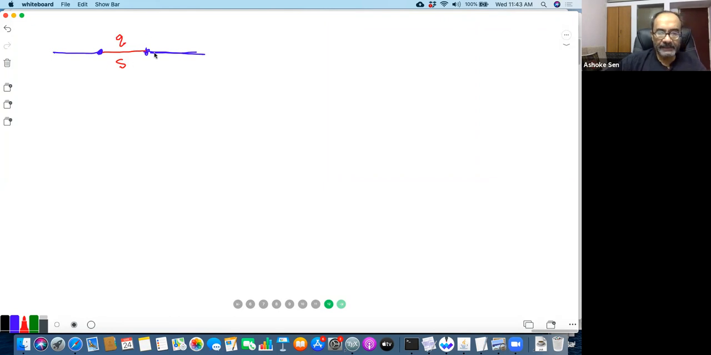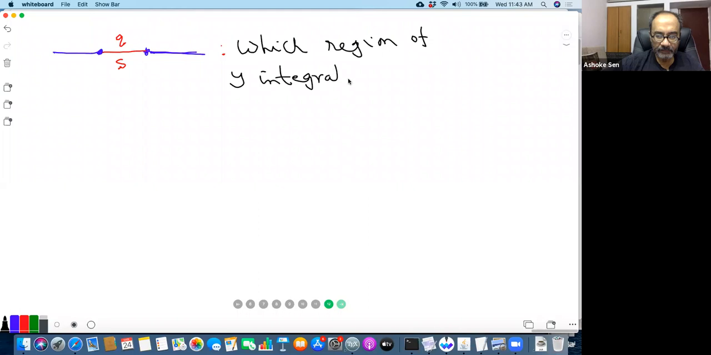As we said, this should correspond to some region of the Y integral, because every Feynman diagram in the single gauge is supposed to cover some region of the Y integral. The psi exchanges have to be computed separately. So you can ask: which region of the Y integral does this diagram cover?